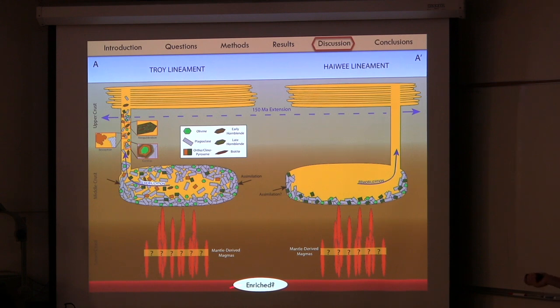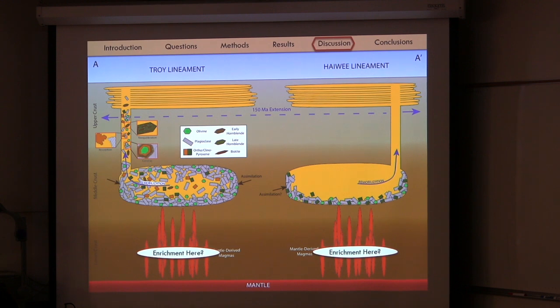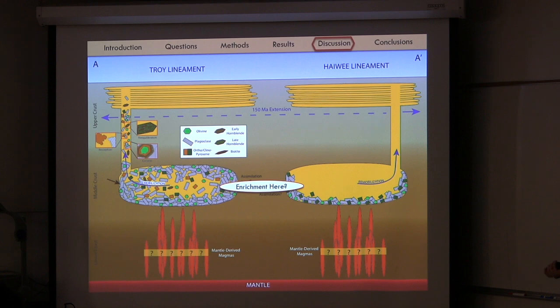We don't know if the enrichment is down here in the mantle, and we've had enriched mantle. It could also have happened here in the deep crust, so where our magmas are coming out of the mantle, they could have stalled in the deep crust and mush zone and assimilated some deep crustal material. Or it could have happened all here at mid-crustal levels. All we know is there's enrichment somewhere, and it could have come from any of these places.